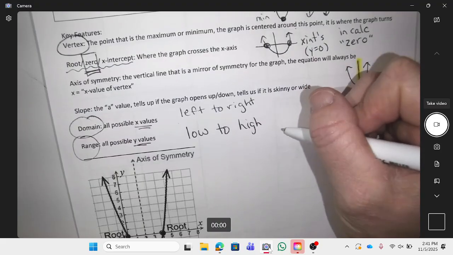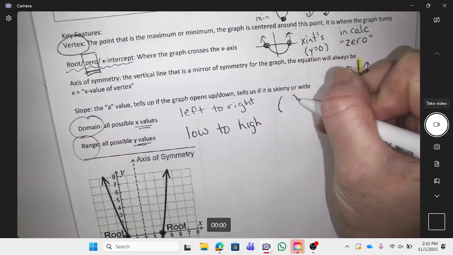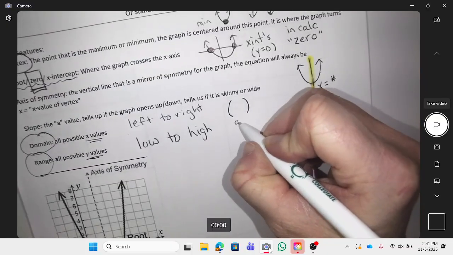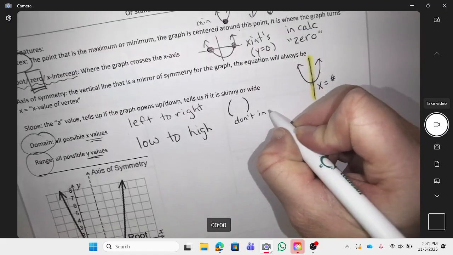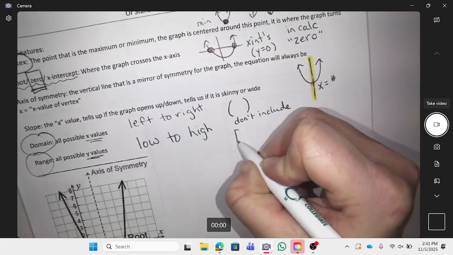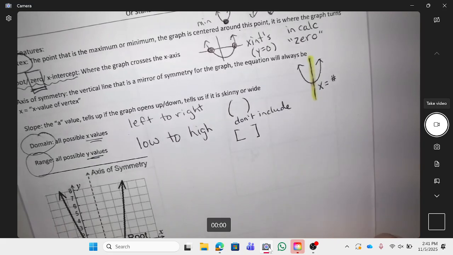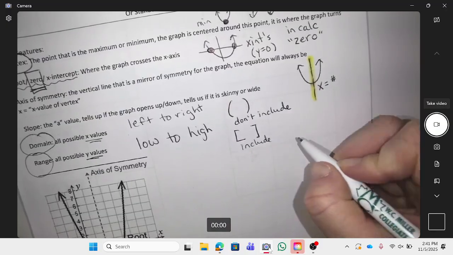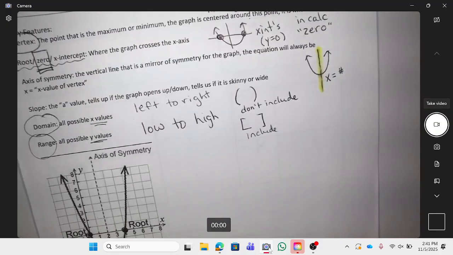Okay, so we also know round brackets mean don't include. And if you are using square brackets, include, so like an exact thing.